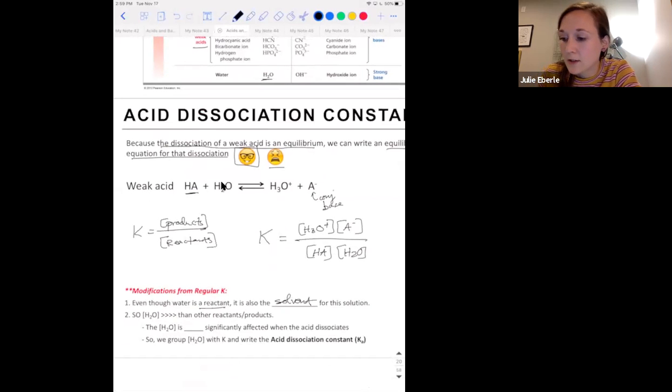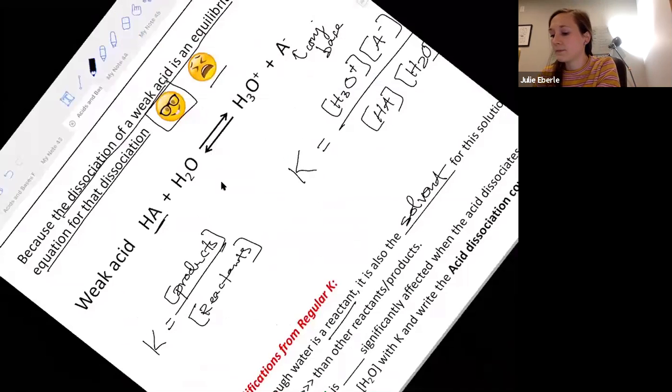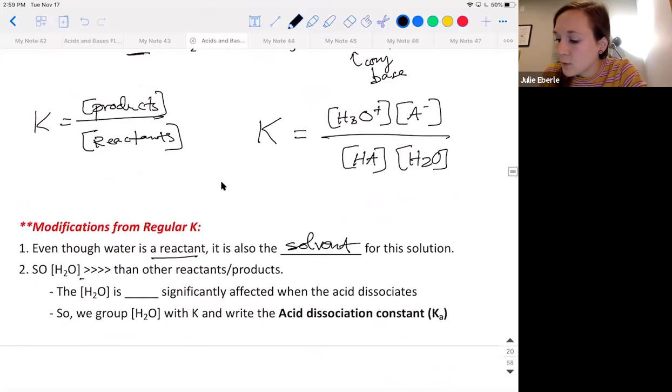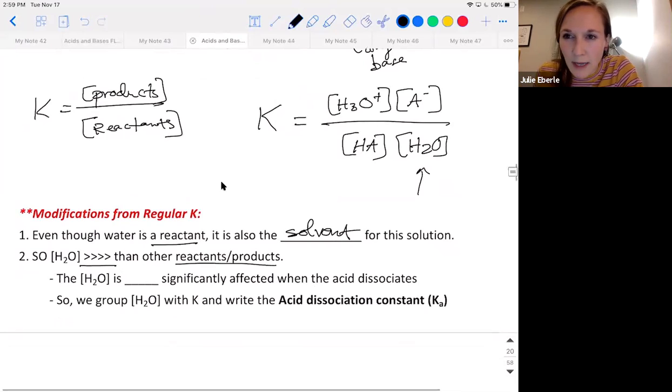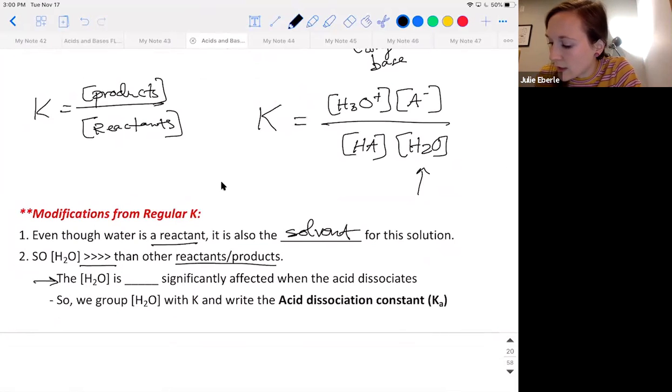So what that means is that the concentration, I'm going to turn this sideways so you can see better. The concentration of water is way, way bigger than the concentration of any of the other reactants or products. It's just ginormous. So if we plugged in a very large value for water, it would essentially give us a K of 0 every single time. If you divide by a hugely large number, you get a very, very small number. And so because we don't want K to just be destroyed by this large concentration of water, we just take it out of the equation, all right? I'm going to read this one though first before I get there. The concentration of water is not significantly affected when the acid dissociates because there's so much of it.